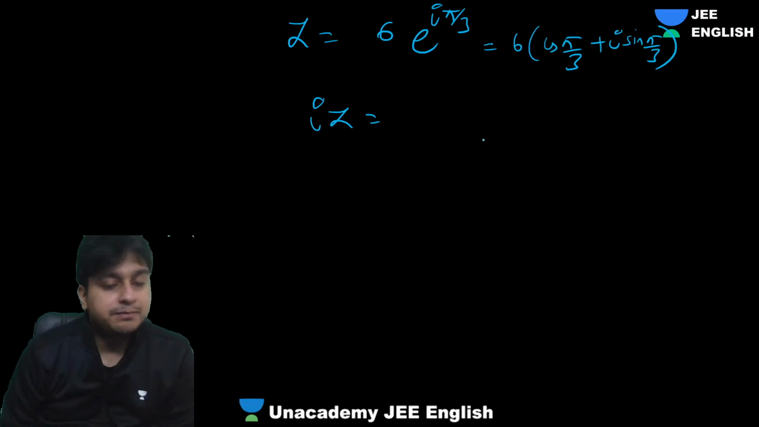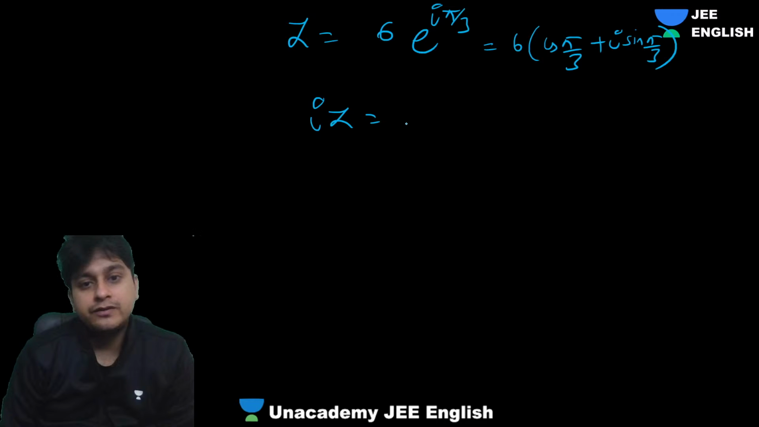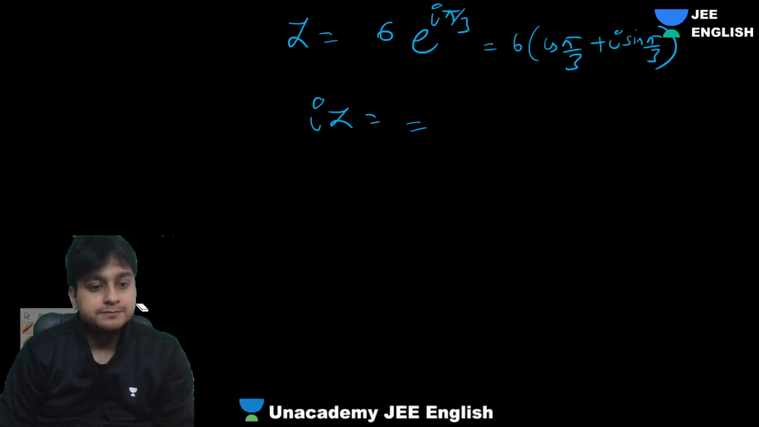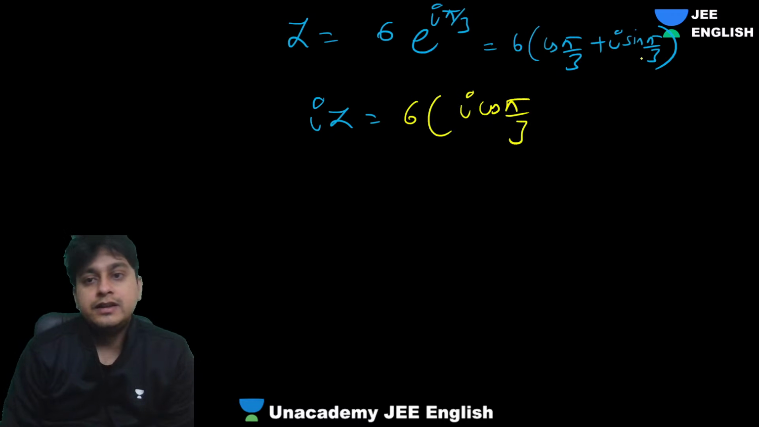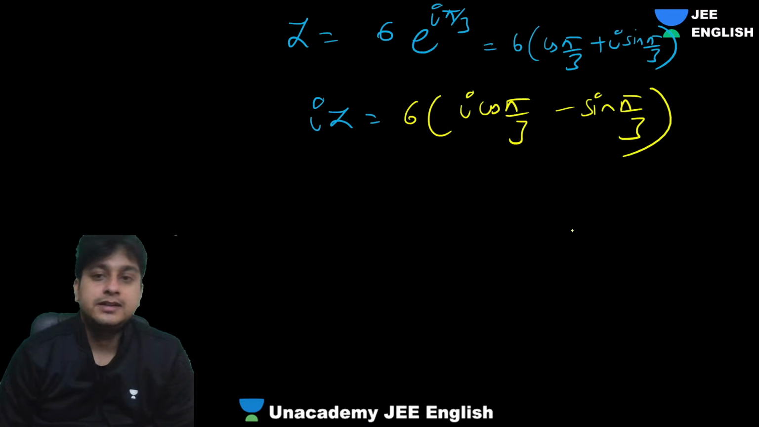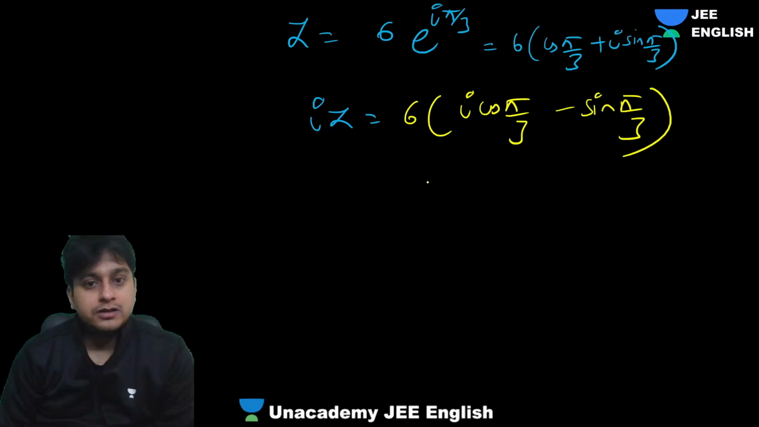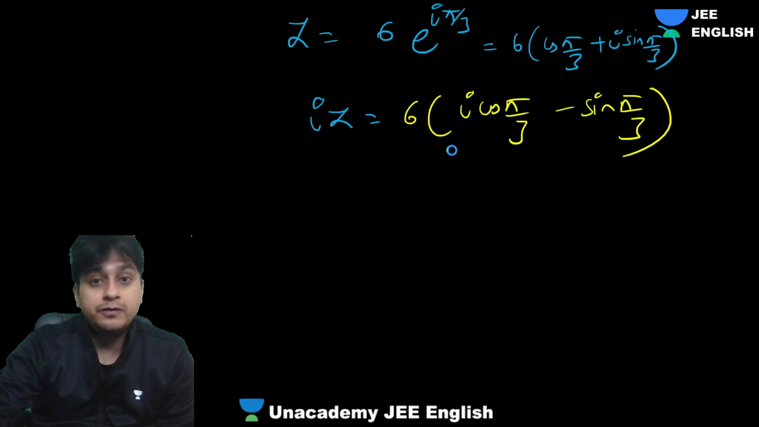If you look at the iz part, when you multiply i to this, what will we get? When you multiply i to it, you'll be getting 6 i cos pi by 3. Then i square will be what? Minus sin pi by 3. Yes. And i square will be minus 1, right? That's what we will get. Okay. So that's what we've got. Now if you look into it carefully, what we want is e power iz. So let's get the value of e power iz.